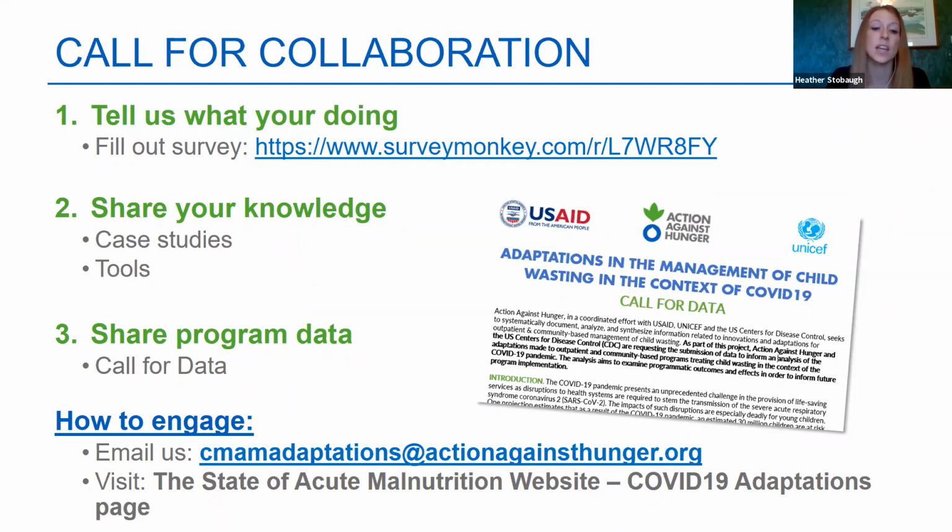So how can you engage? Please be on the lookout for announcements being circulated widely about this project, to fill out the survey and share your data. But also you can just email us directly at cmamadaptations@actionagainsthunger.org or visit the State of Acute Malnutrition website. So that is all from me.